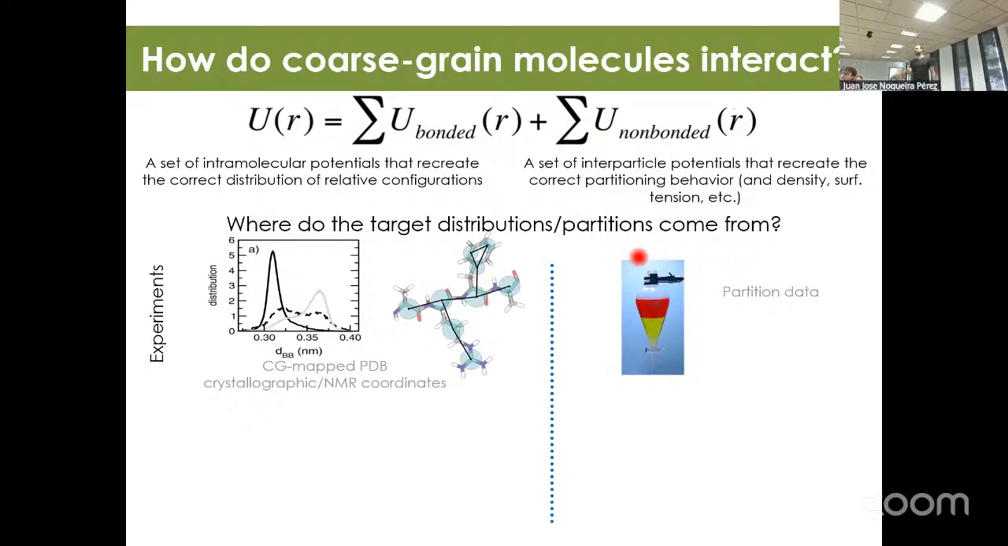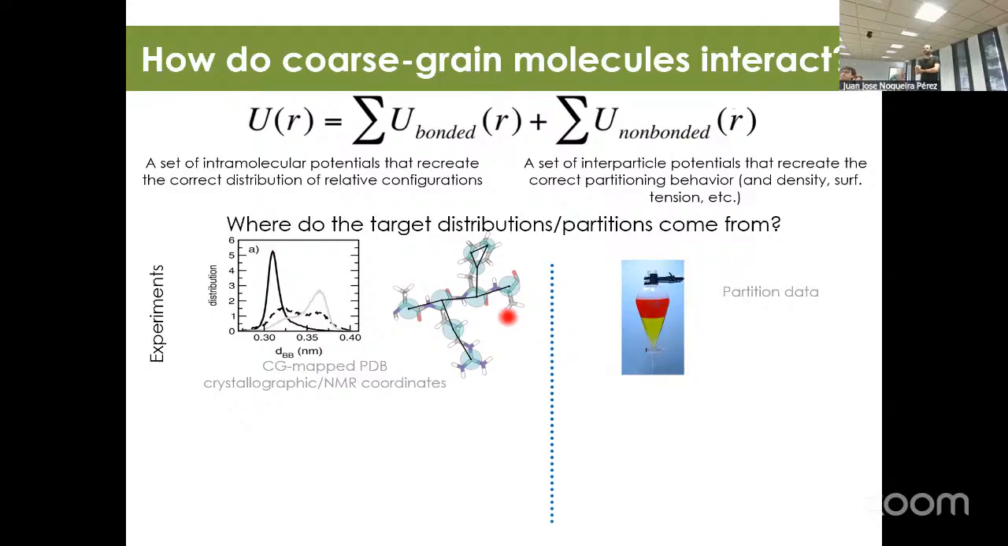So there's lots of experimental partition data because it's very important in a lot of pharmacological predictions. So there's an interest in having those data. That's great. And for instance, if we want to use experimental data also for the bonded part, there are some specific examples where you have a lot of information as well. So I'm showing here the example of proteins. This was for Martini 2, but the example stands.